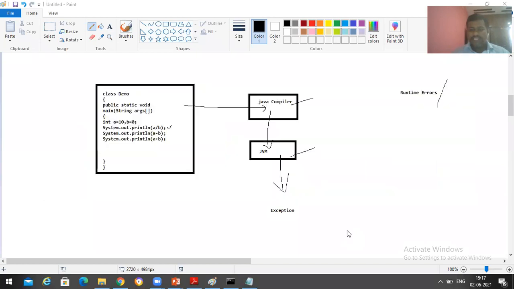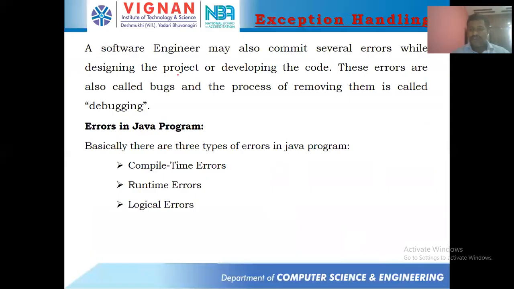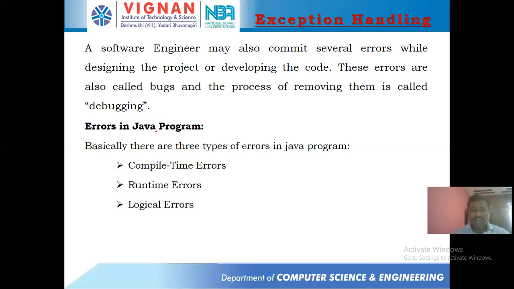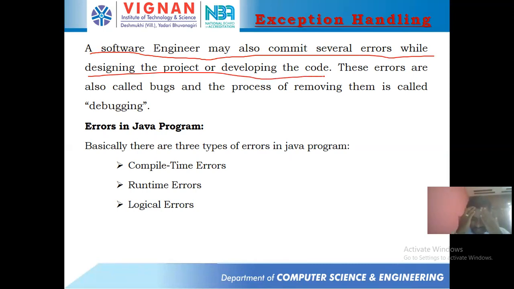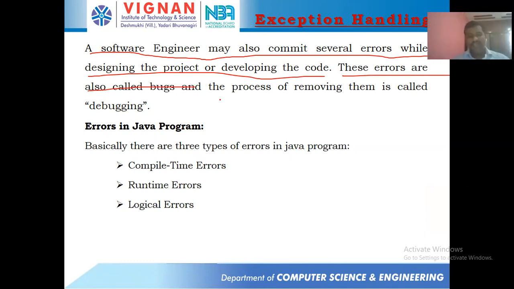So that's what the PPT is speaking about here, that a software engineer may commit several errors while designing the project or developing the code. When the programmer writes the program, he is in a position to get many errors. These errors are also called bugs. The other name for these errors is bugs, and the process of removing them is called debugging.